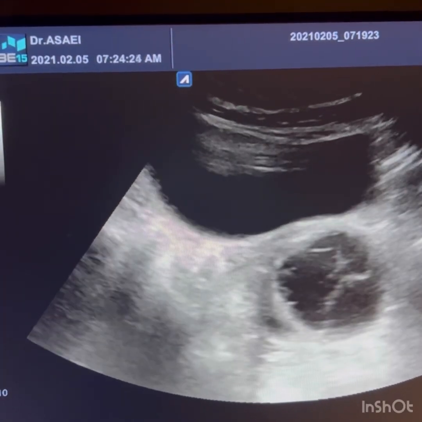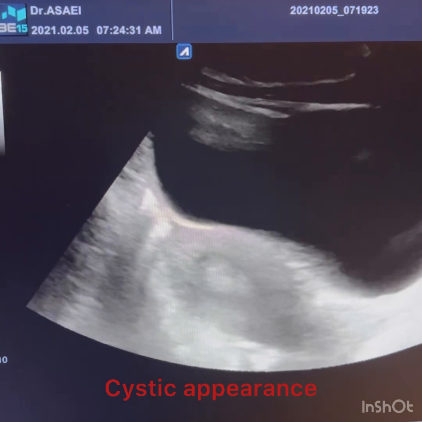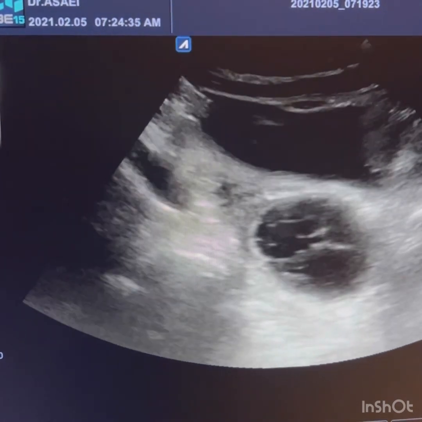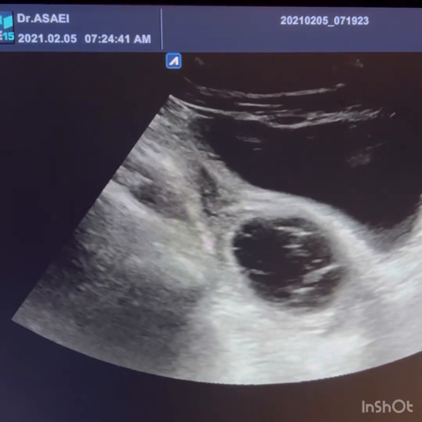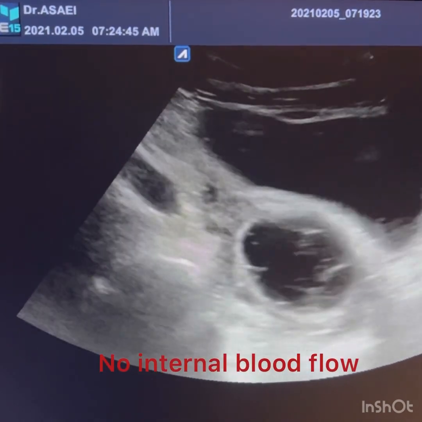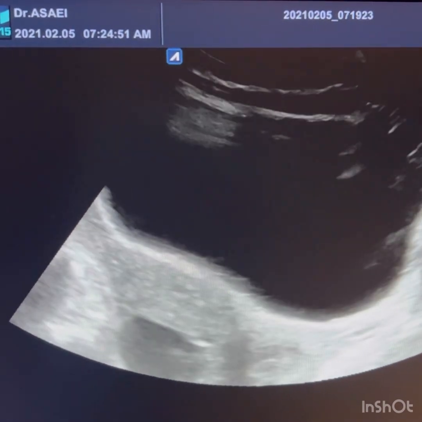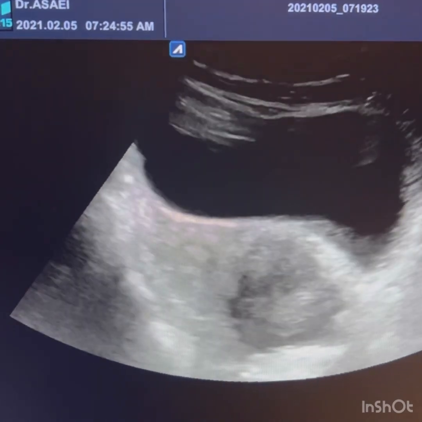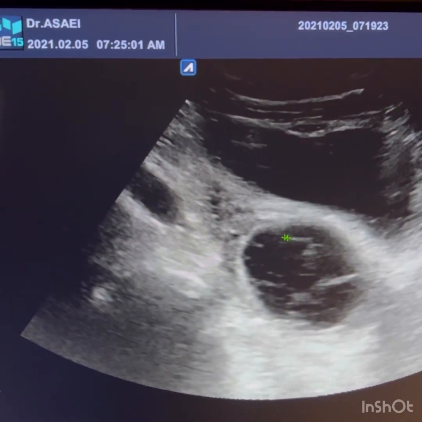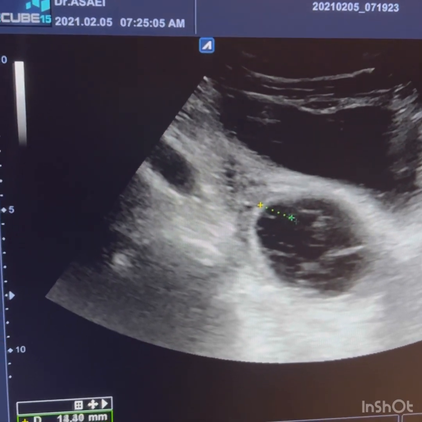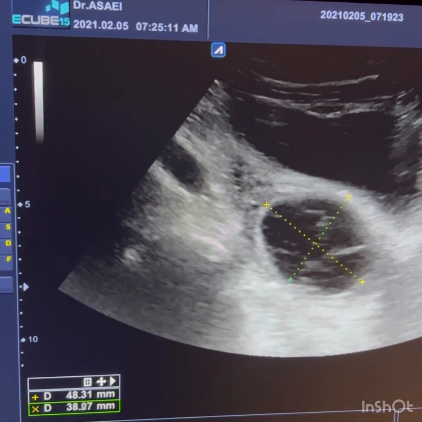Hemorrhagic cyst is another benign type cyst. As we can understand from its name, it contains hemorrhage inside the cyst, causing internal echoes and septations in sonography, but no internal vascularity in color Doppler sonography. In this patient, we can see the uterus and urinary bladder, and in left ovary, there is a hemorrhagic cyst measuring about 5 centimeters. We can see internal echoes and septations inside the cyst.